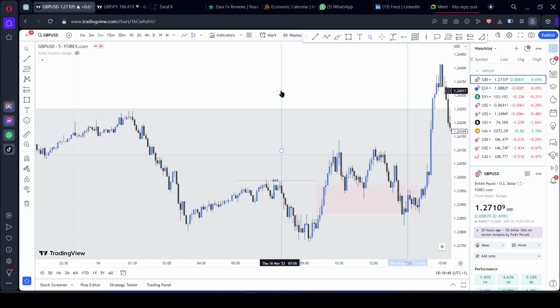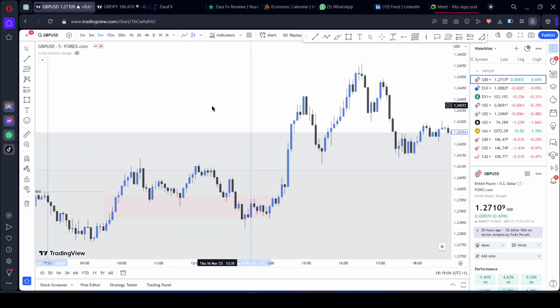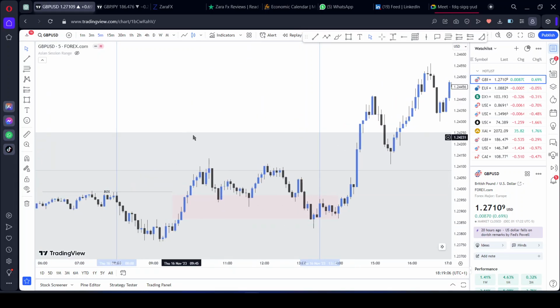Remember that this first line, what does it signify? 8 a.m. in the morning. This second line is 1:30, and that 1:30 is what time? New York session, right? Yes. So in the London session, when price came back to retest our zone, we would have taken a loss. Why did we take a loss?